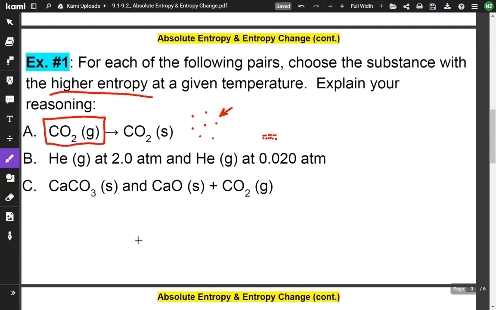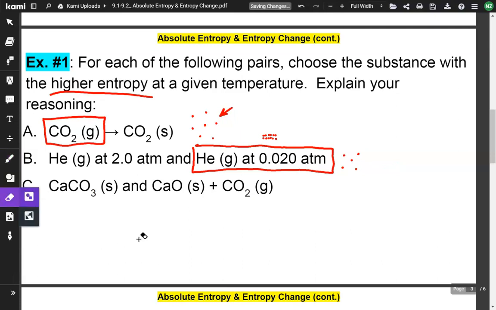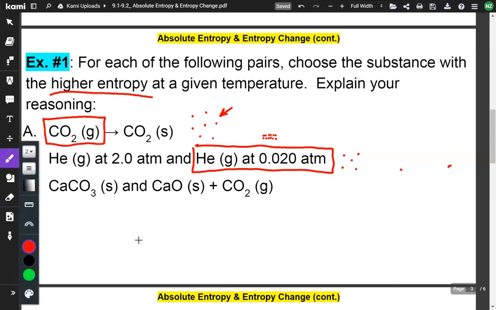Second one, we have helium as a gas at 2 atmospheres, and then helium also as a gas, but at 0.02 atmospheres. So here we're going to go with the helium where we have less pressure. When we have less pressure, it's going to cause everything to spread out. When everything is at a lower pressure, things are going to spread out a lot further. So we'll have more disorder, more entropy when things are spread out.